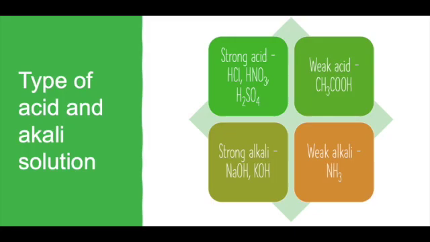In this determination for heat of neutralization, we have a few different combinations that we can do. We can combine strong acid with strong alkali, strong acid with weak alkali, weak acid with strong alkali, or weak acid with weak alkali. Here are some examples of different strengths of acid and alkali solution that we normally use in SPM.